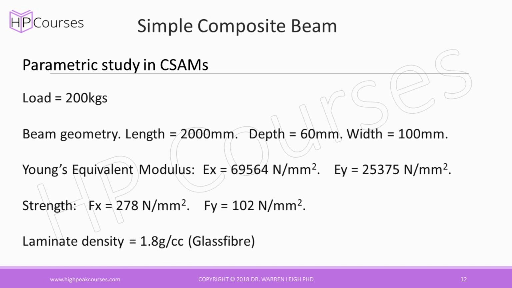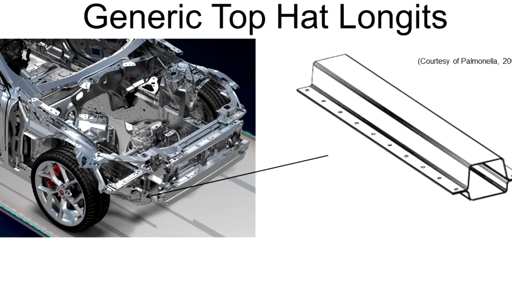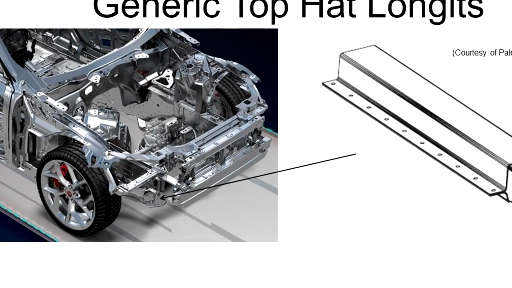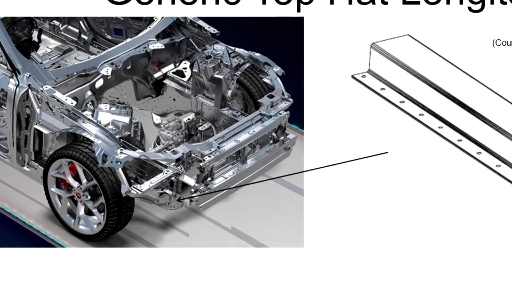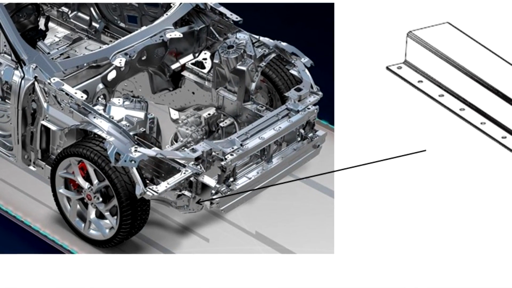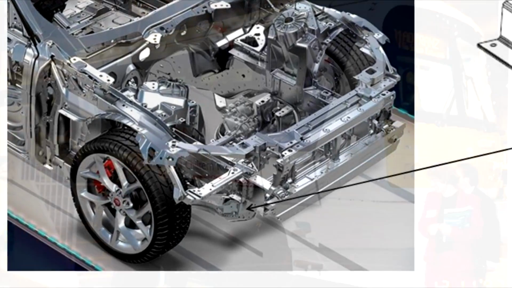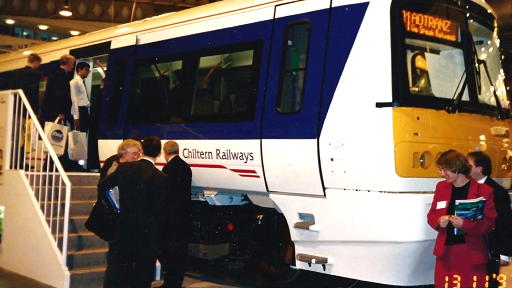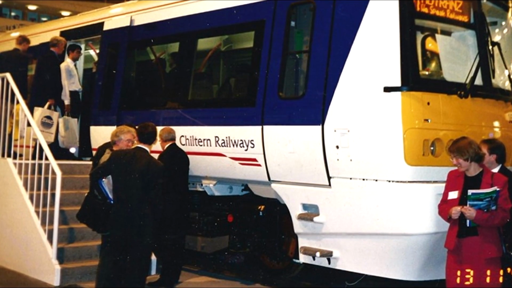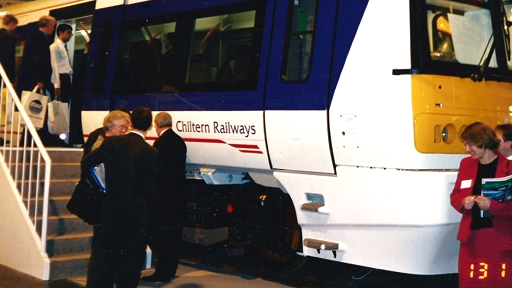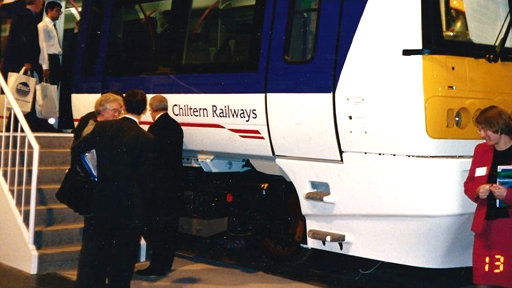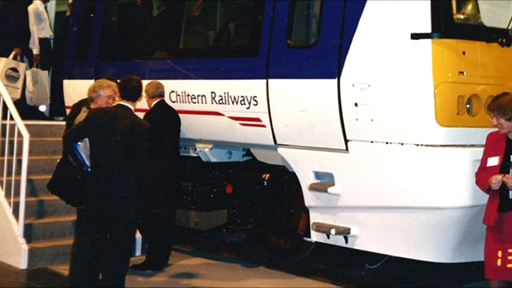Let's say, for example, that this beam represents a car structural longit. Many cars are built with a primary structure similar in geometry to that of a ladder. A similar primary structure design concept is also used for trains. There are two parallel structural longits that run from the front to the rear of the car or train, and the rest of the body structure is built up around that.